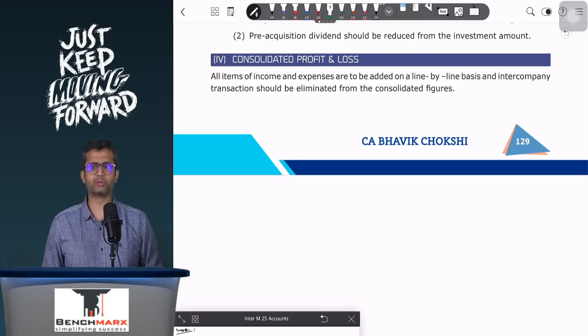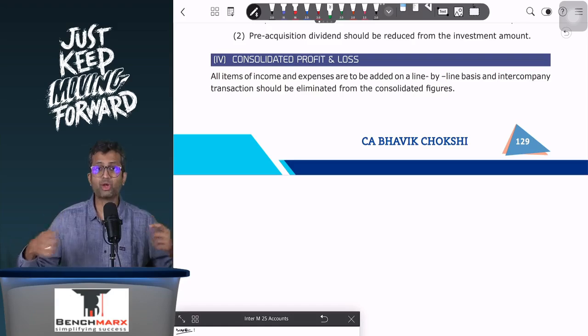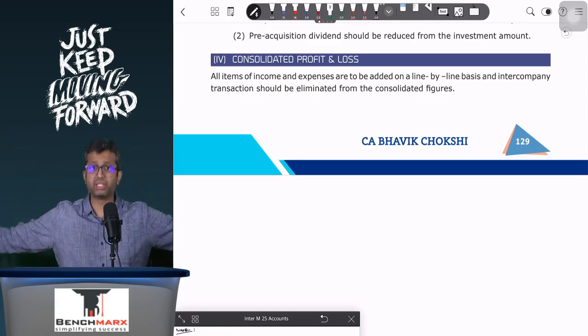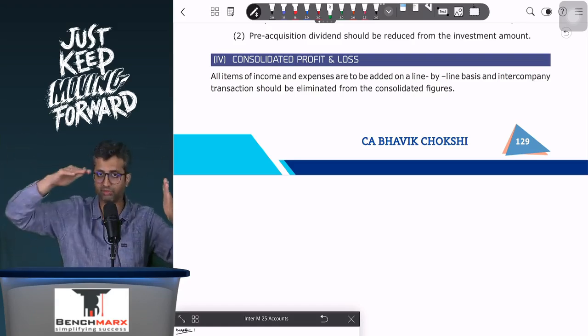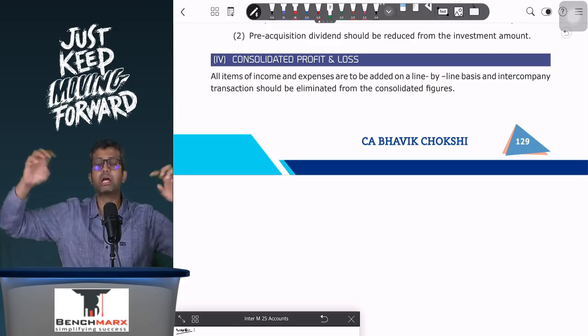Assets and liabilities have been 100% consolidated. Incomes and expenses should also be 100% consolidated. So I might be holding an 80% stake in the subsidiary. However, because I have the ability to direct the entire activities, I will consolidate 100% of the revenue, 100% of the expenses, and I will come to the profit.